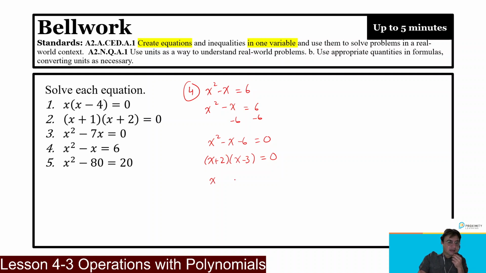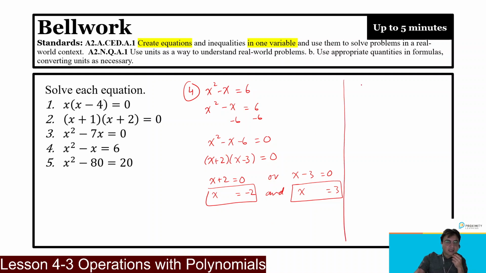The factors are multiplying, which means that either x plus 2 has to be a 0 or x minus 3 has to be a 0. This means that x equals negative 2 and here x equals positive 3. So I have two roots or two solutions. Either one would work. Alright, let's look at number 5 really quickly.